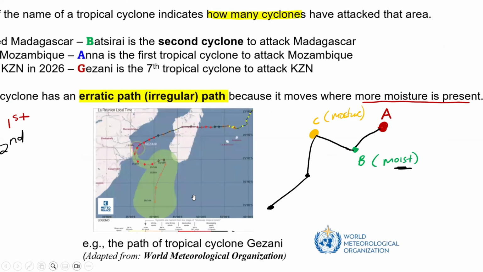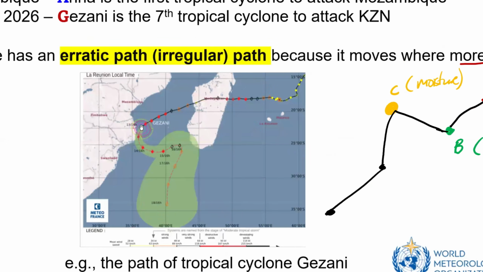Just like tropical cyclone Gezani, guys. Look at the path carefully here. The path of the tropical cyclone that is affecting us right now. This is the path. It goes through Madagascar, out of Madagascar, and then it kind of shoves through Swaziland and it reverses back again. Look at it. Do you see the path that I'm highlighting, guys? This is the path of the tropical cyclone. Do you see that it can also take a bit of a reverse because it is kind of following the moisture?